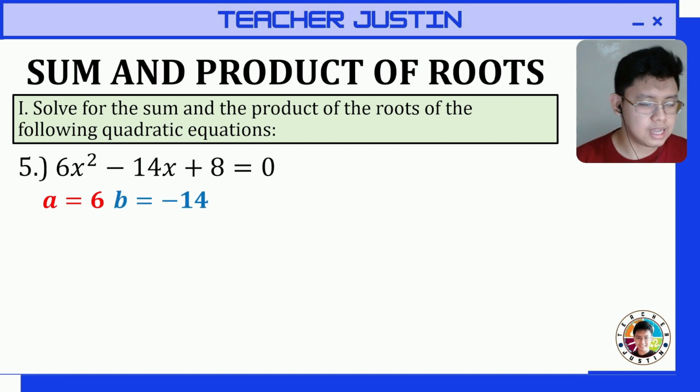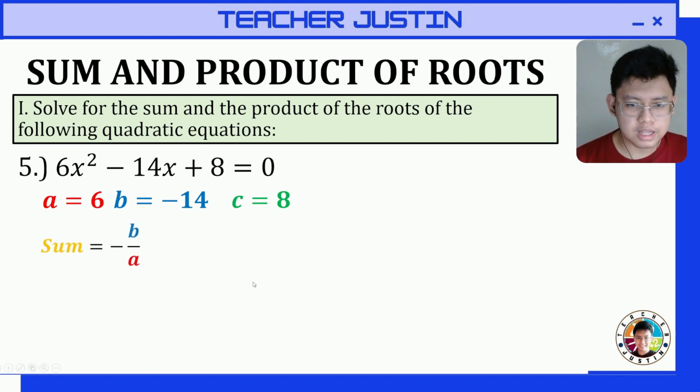So, yung A natin dito is 6. Ang B natin is negative 14. Ang C natin is positive 8. Now, let's use the formula in getting the sum of the roots and the product of the roots. So, sum muna tayo. Yung formula ng sum of the roots is equal to negative B over A. So, substitute lang natin si B at si A ng corresponding value nila. So, sum is equal to negative 14 over 6.